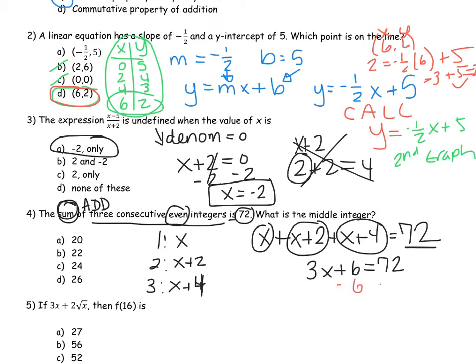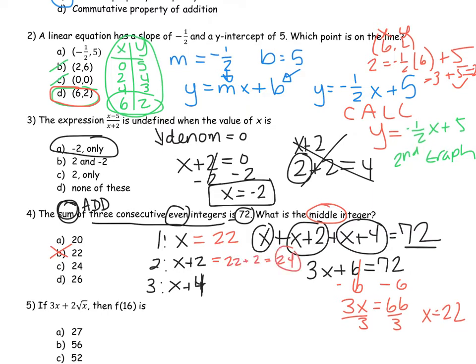Subtract 6 from both sides. 3x is equal to 66. x is equal to 22. So I can't circle 22 because it says which one is the middle integer. I know my first integer is 22. My second is 22 plus 2, or 24. That's what I'm looking for.